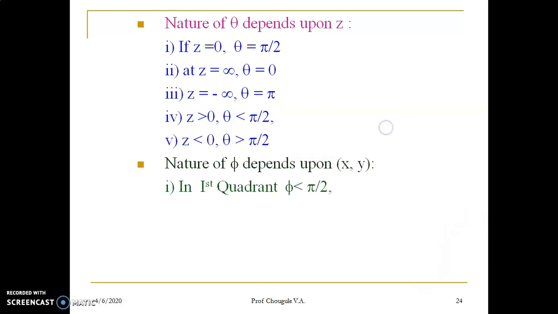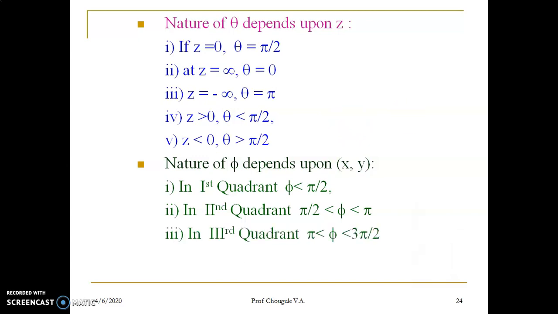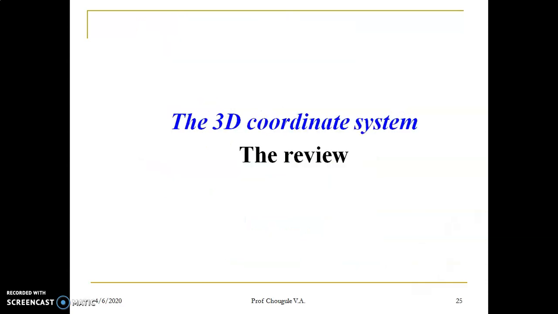The nature of phi depends upon x and y. In the first quadrant, phi is less than pi by 2. In the second quadrant, it is between 90 and 180 degrees. In the third quadrant, it is pi to 3 pi by 2. And in the fourth quadrant, it is 3 pi by 2 to 2 pi.